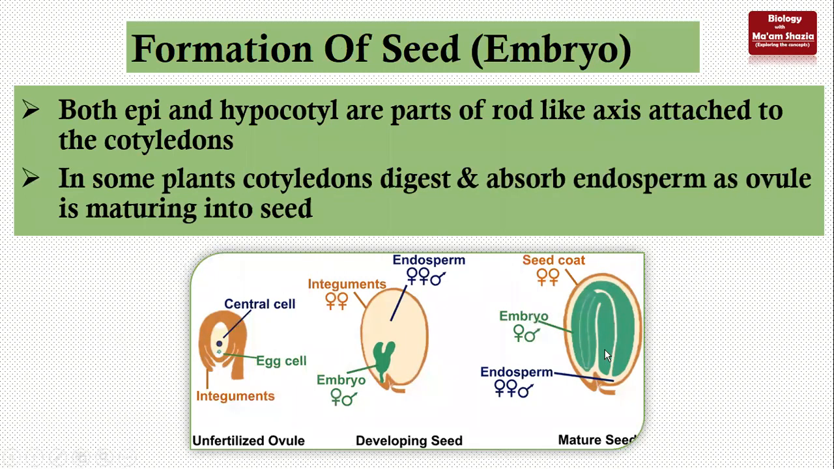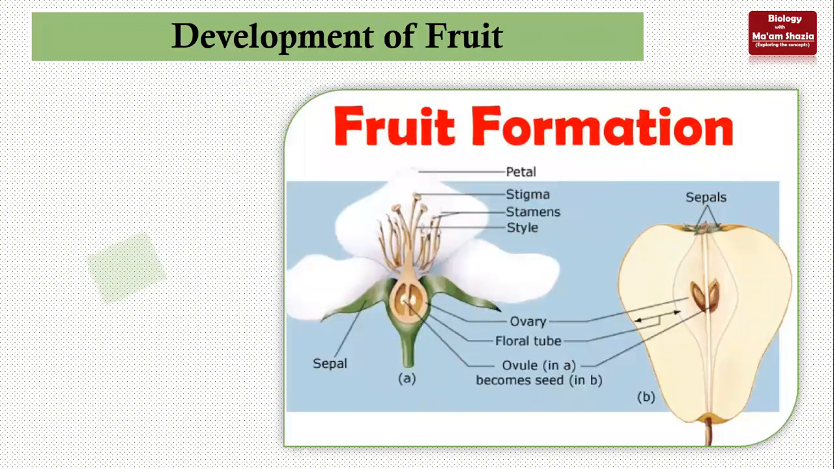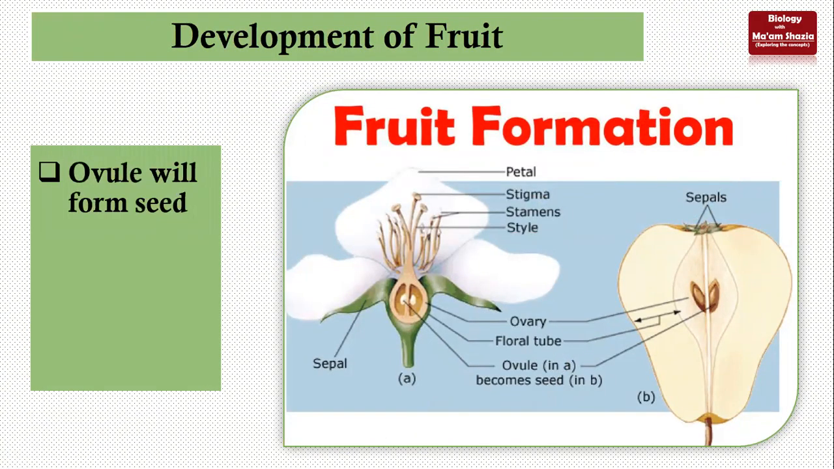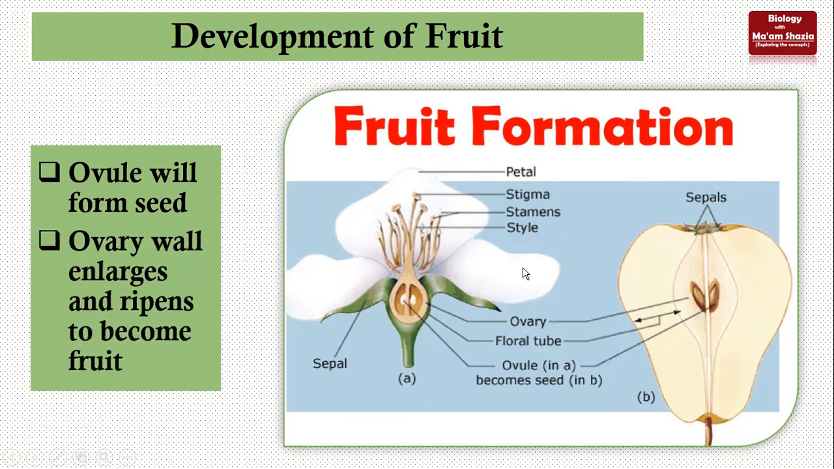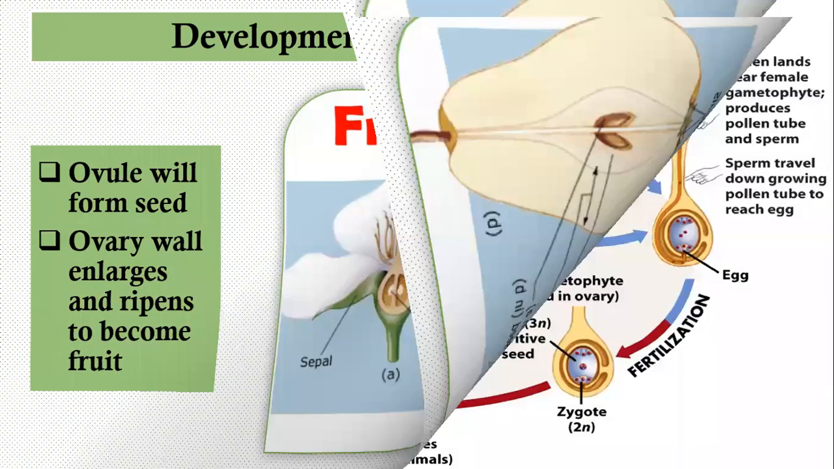Okay, then comes fruit formation. The last part is fruit formation. The ovule will form the seed. You can see in this diagram, this is the ovary. The ovary contains the ovules, and after fertilization, the ovary wall will produce some hormones for converting the ovary into the fruit. The ripened ovary is called fruit, and the fertilized ovule is called the seed. You can see the seed inside the fruit. This is all the pulp produced by the ovary wall, and the ovary wall enlarges and ripens to become fruit.